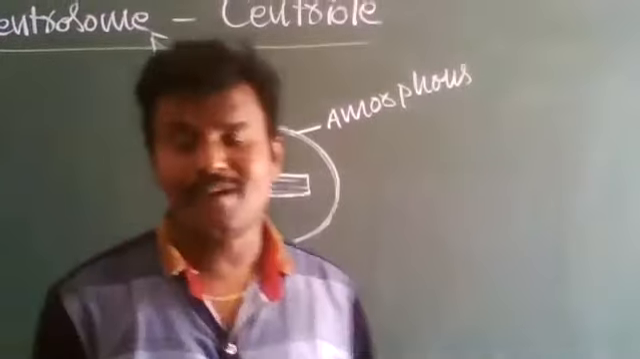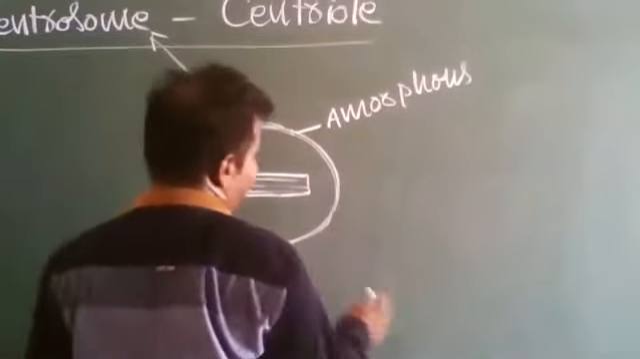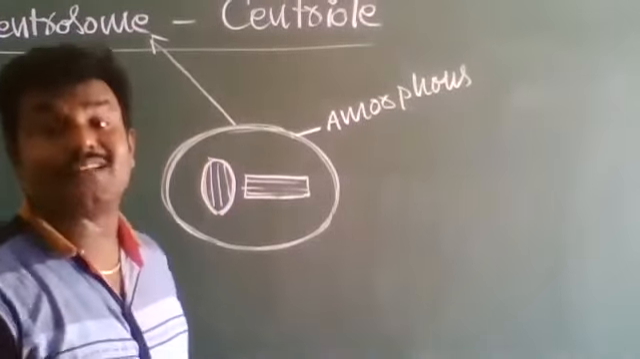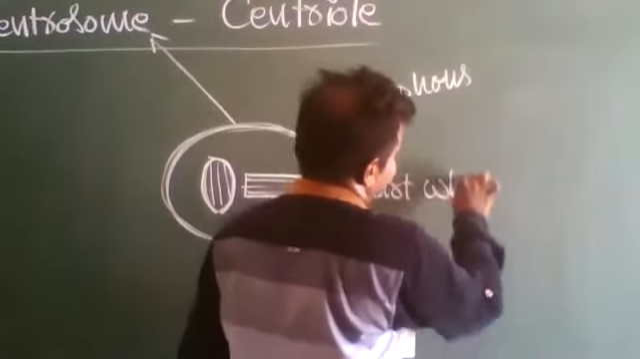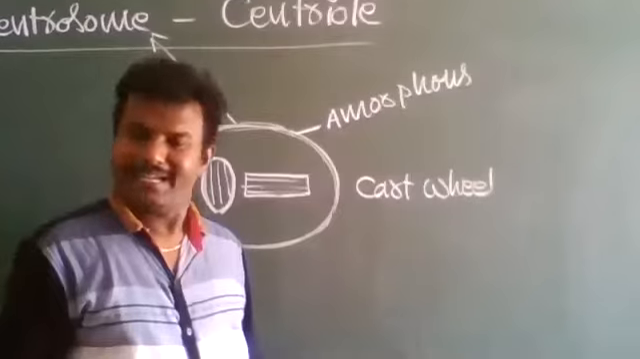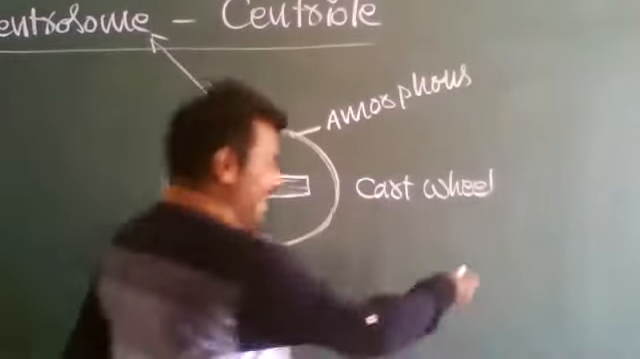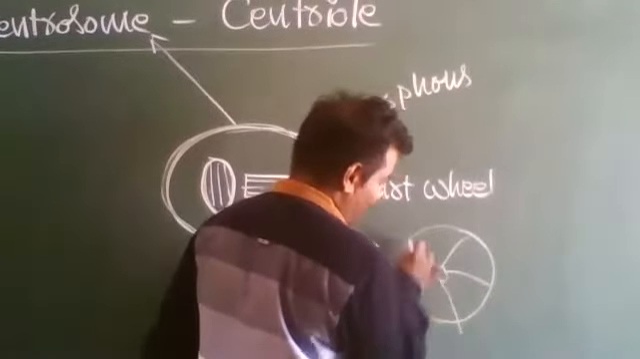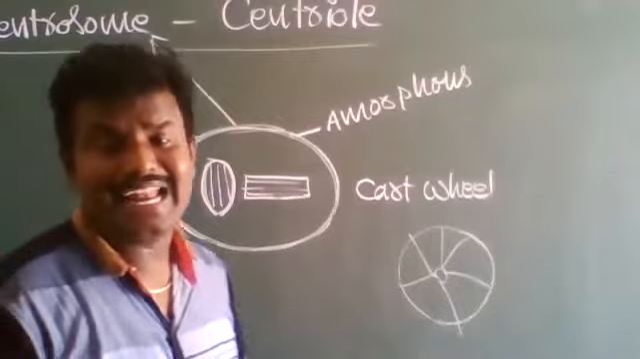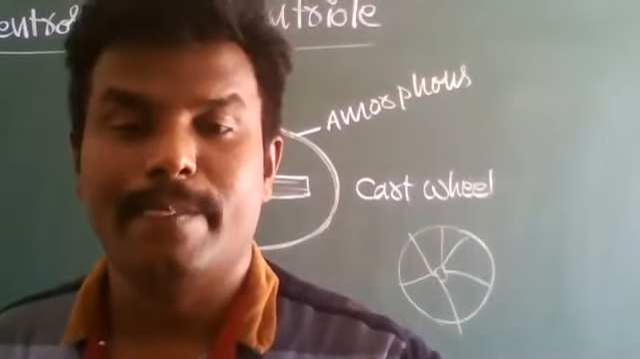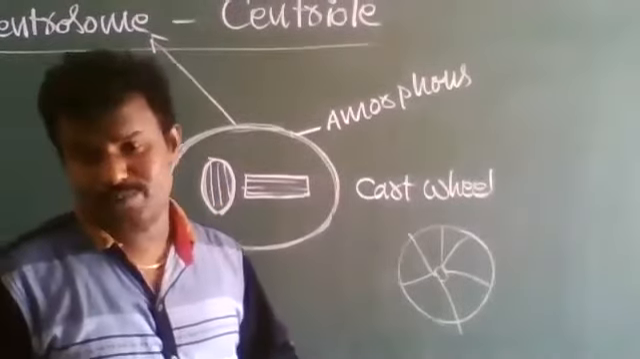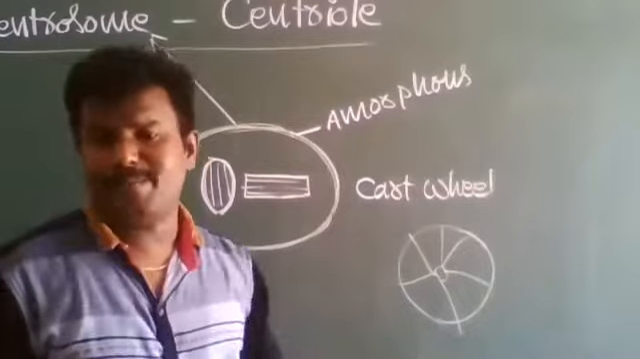But these appear as a simple cartwheel-like structure. In the centrosome, the centriole organization is like a cartwheel. In reality, inside the centrosome, two centrioles are lying perpendicular to each other. Now we will see the structure of each centriole. If you see the structure of the centriole, you can automatically understand the complete centriole.